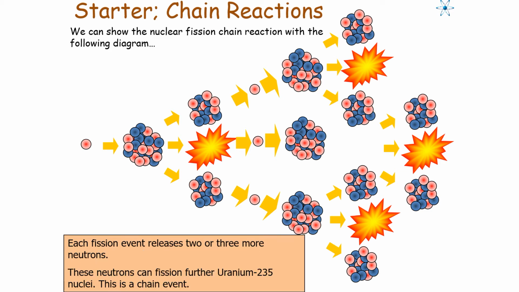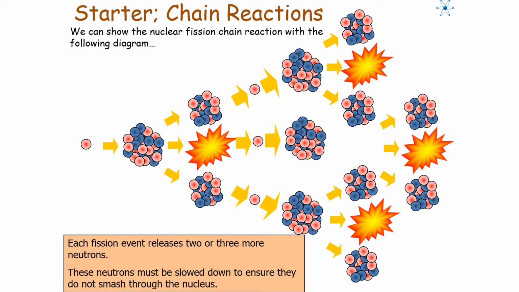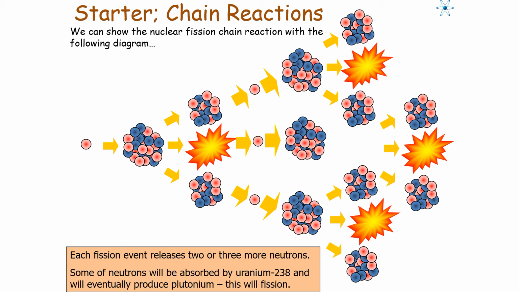And because each fission event releases 2 or 3 more neutrons, these neutrons can fission further uranium-235 nuclei. So we've got a chain event, a chain reaction. Just note these neutrons have to be slowed down to ensure they don't smash through any nuclei, because they've got lots of kinetic energy when they first get released in the fission process. Some neutrons will be absorbed by uranium-238 and can actually make plutonium as well, which can also fission, but that's quite a high level event.